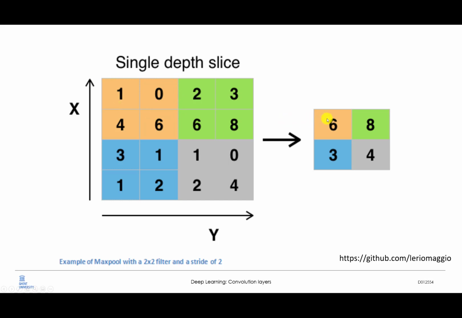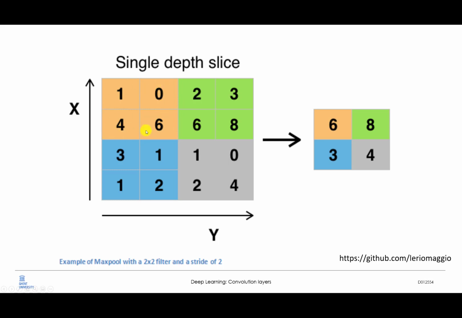So that would be 6. That's 6 here. I do the same thing here. The maximum value is 8, and here the maximum value is 3, and here it is 4, right? So what we have now is something that says, okay, I do see this particular pattern somewhere in the top left of the image, so somewhere here.